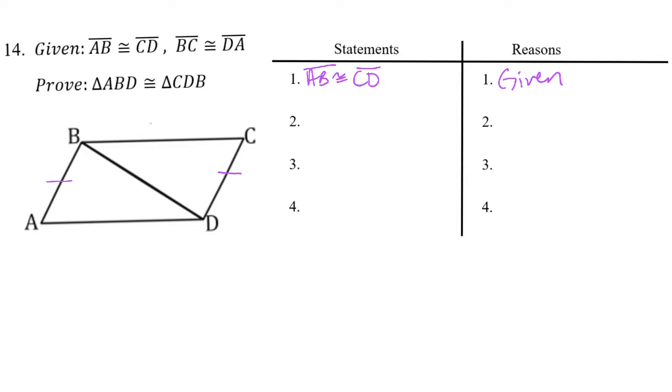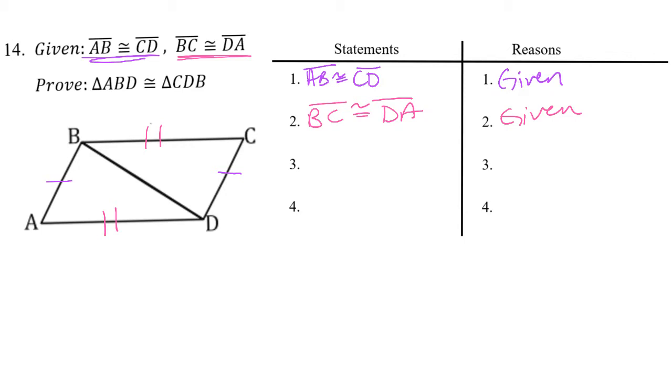The next thing you need to look at is what is my next given. It does give me more than one. So I did the first one in purple. I'm going to do the second one in pink. It says BC is congruent to DA, and that is another given. And so I'm going to go ahead and mark that. BC is the top side and DA is the bottom side. So go ahead and mark those with 2 tick marks.